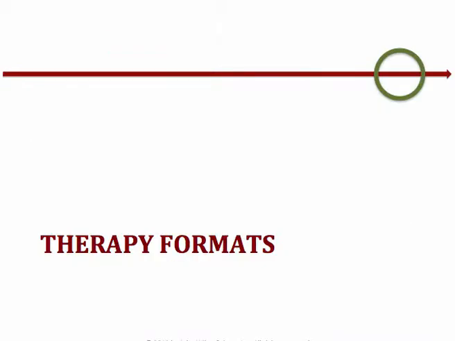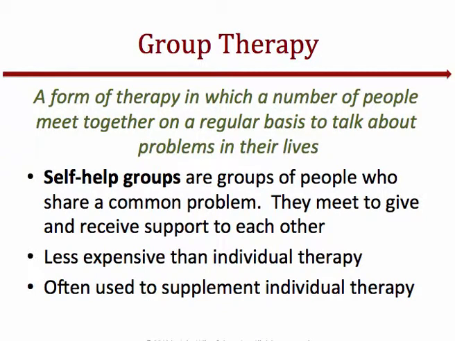Okay, now in addition to these major forms of therapy that we've talked about, there are different formats that therapy can be engaged in. One form is called group therapy, which is a therapy in which a number of people meet together on a regular basis to talk about problems in their lives. Now these could be either led by a therapist, that is group psychotherapy, or they could be self-help groups that don't involve the use of a leader who is a therapist. Self-help groups are generally designed as support groups. That is, individuals going through similar experiences meet together. So, for instance, a cancer support group or a widow support group, those sorts of things.